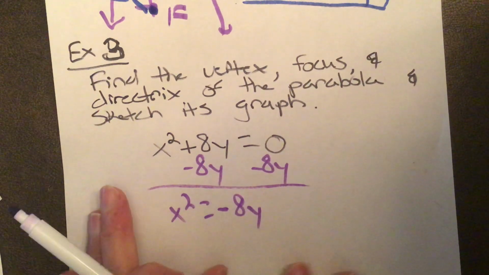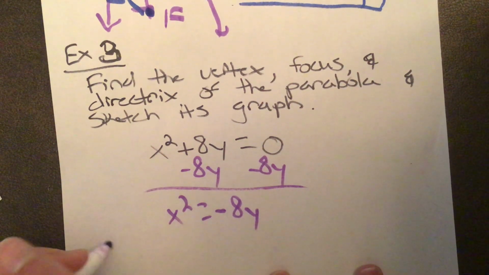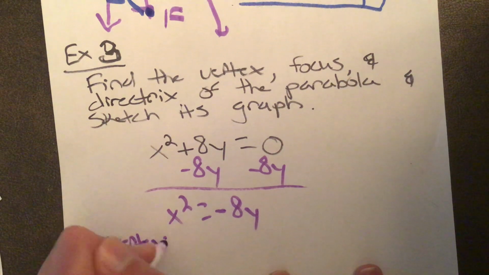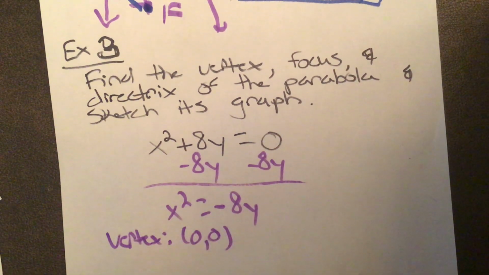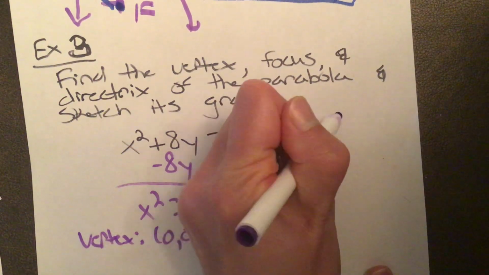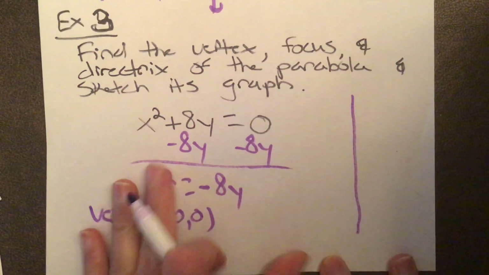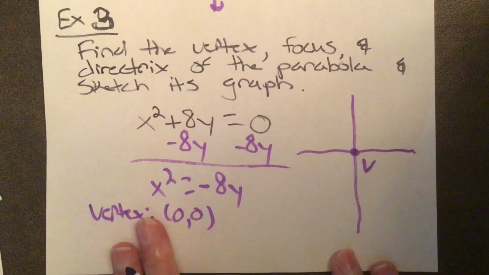So looking at this, I know there's nothing subtracted with the x. There's nothing subtracted from the y. So the vertex here is at (0, 0). Sometimes it helps to just draw a little sketch. So the vertex is at (0, 0). Okay, so we know that.